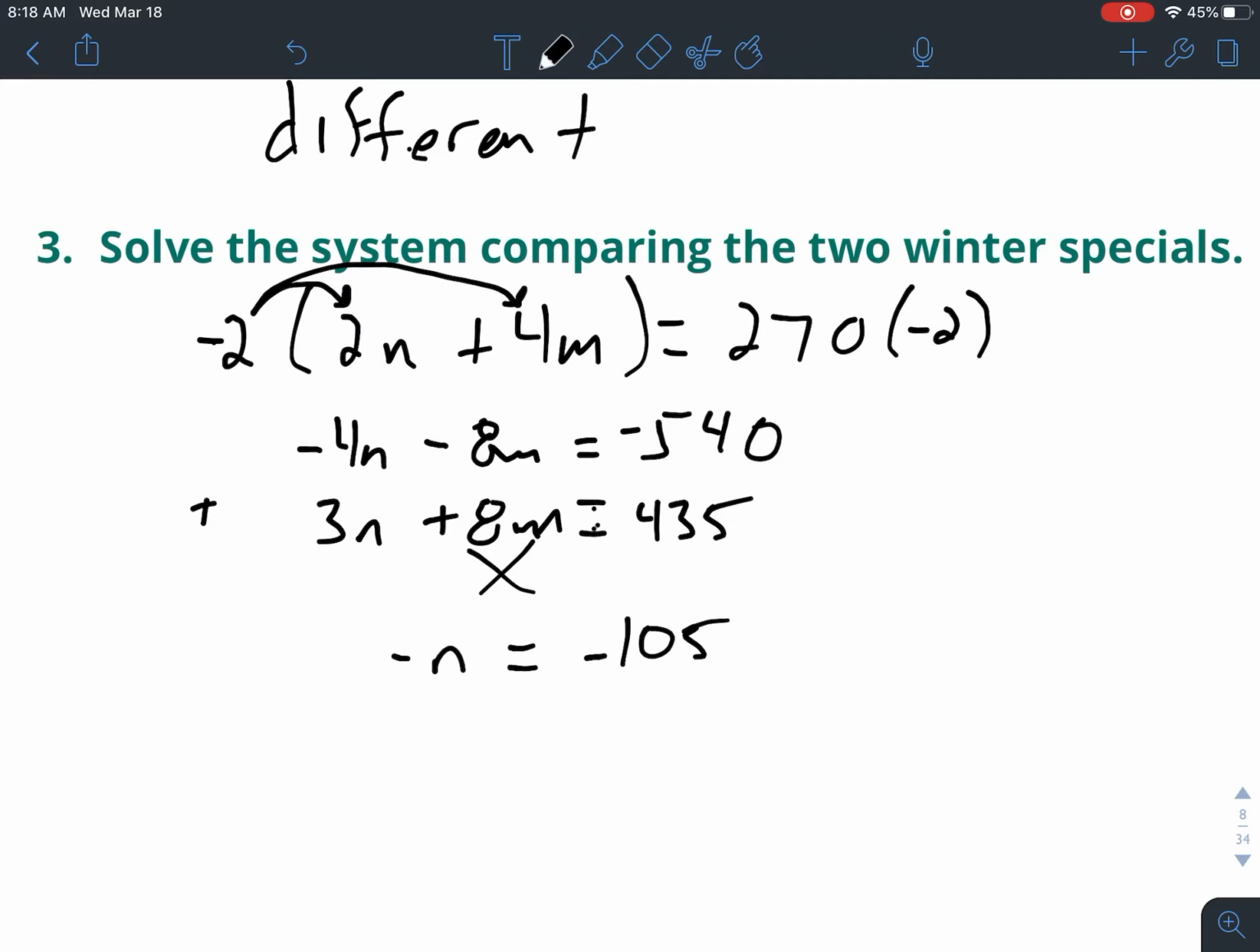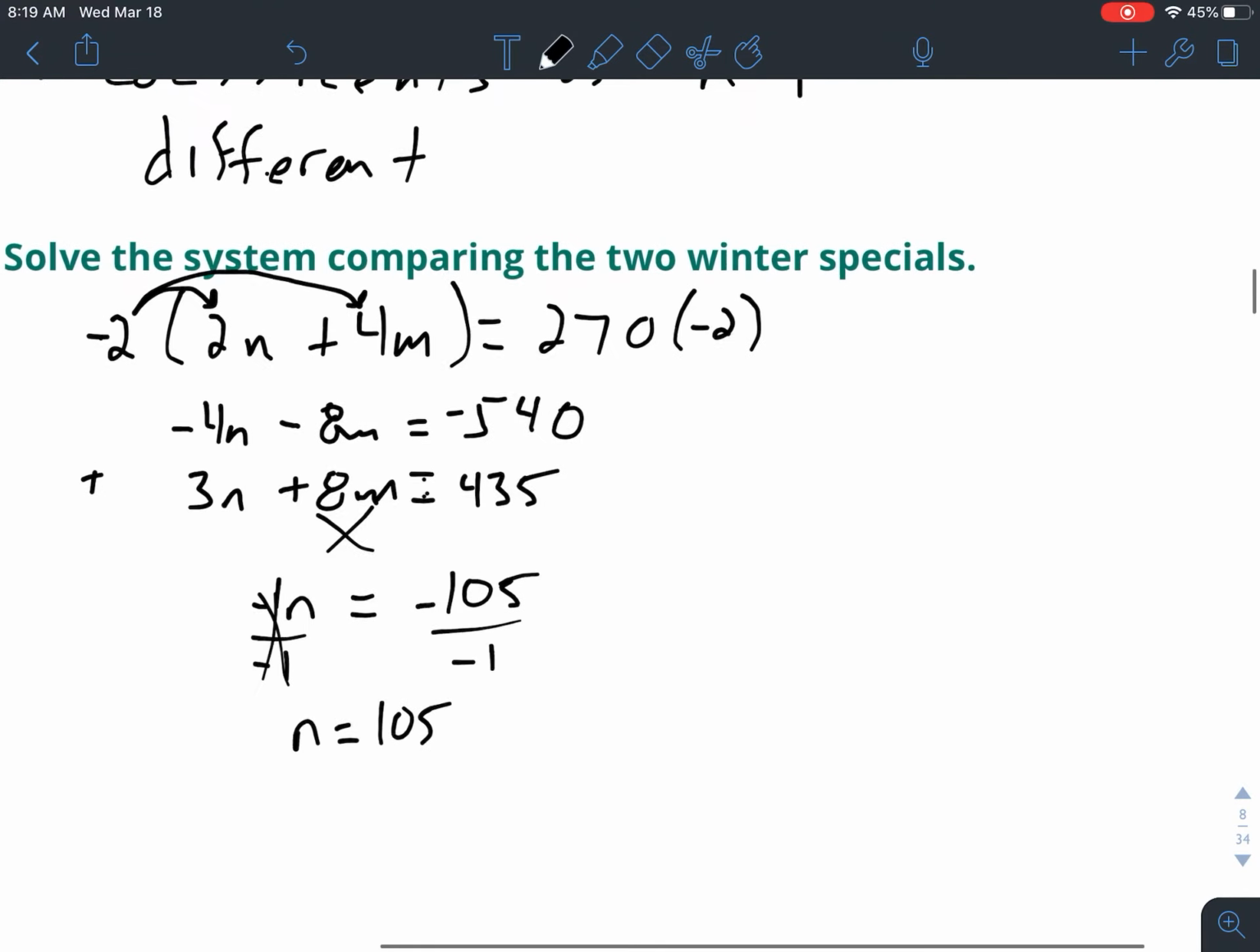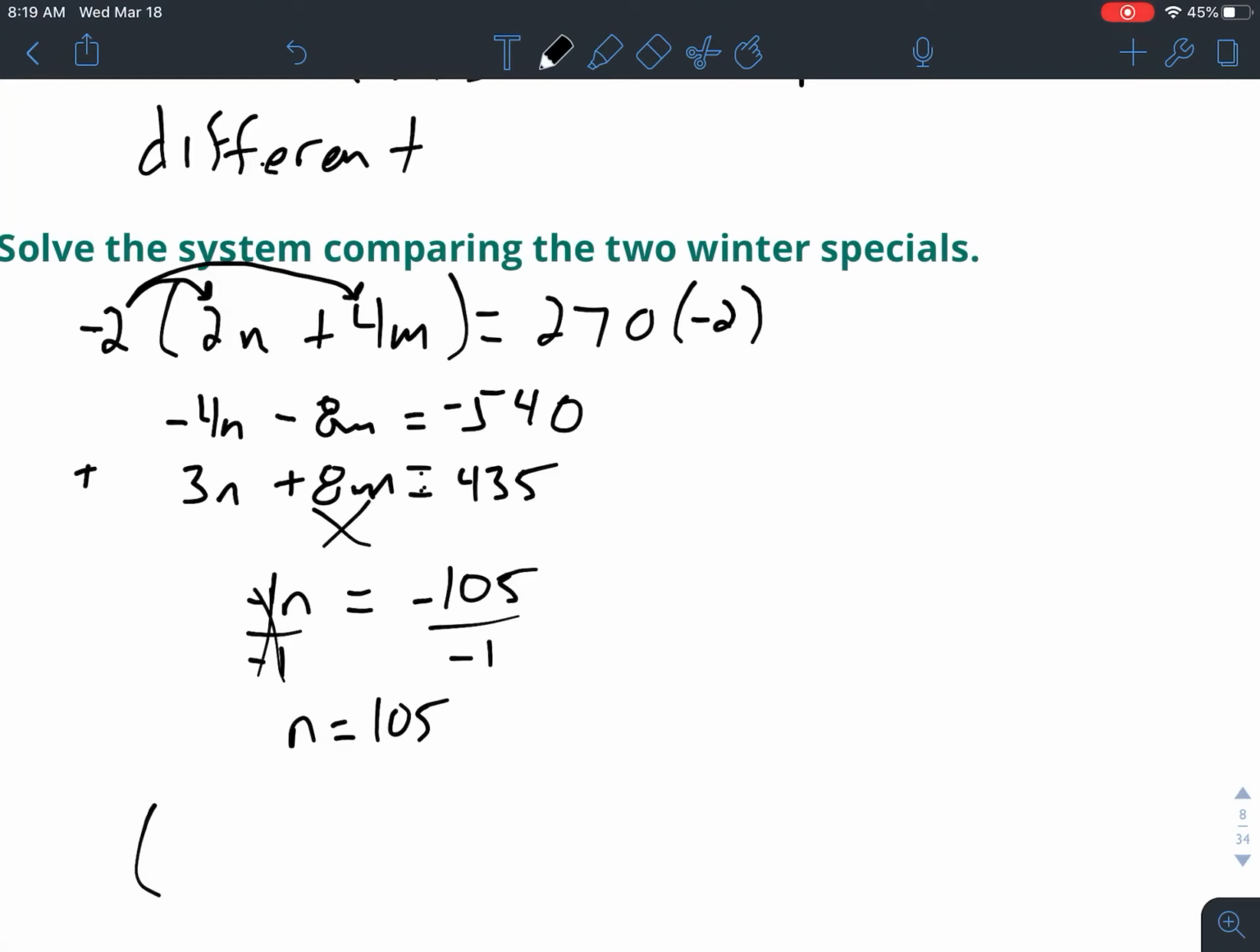Now, we cannot have N as a negative number. So as I've told you in the past, this is essentially negative 1N. We're going to divide by negative 1 on each side to get rid of the negative sign over here. That leaves us with N equals 105. Okay. Now, we can already do this. Put our parenthesis as 105, comma, and then some number because we don't know what the M is yet.